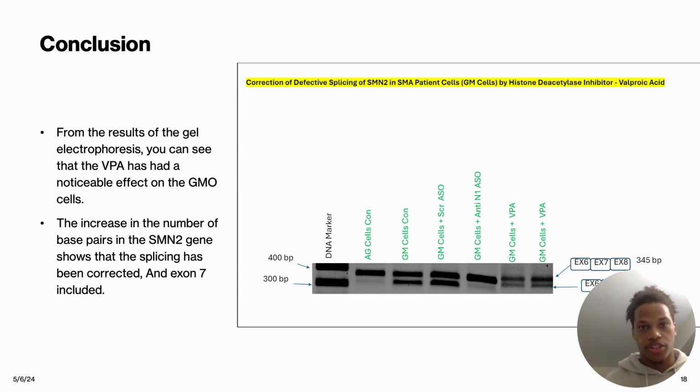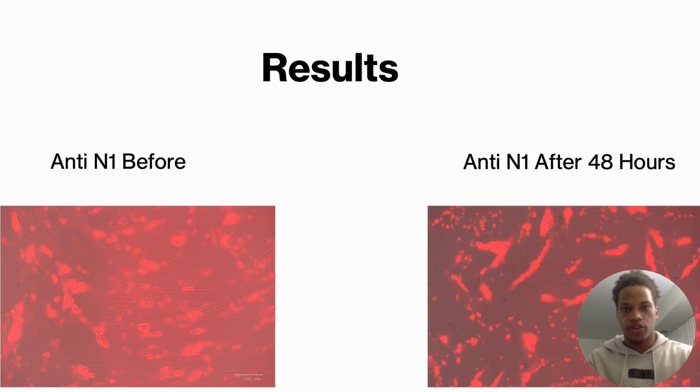To conclude, the gel results show VPA's effect on our cells. The increase in base pairs in the SMN2 gene shows our splicing was corrected and our exon 7 was included. Here we have the results from our flow cytometry images of ASO-N1 before and after, and here we can see our SMN2 protein indicated by our Cy3 fluorescent dye.